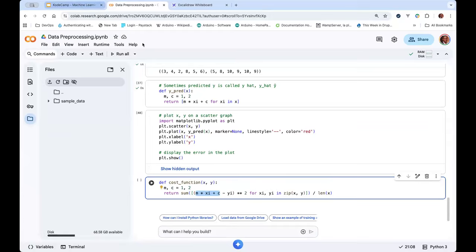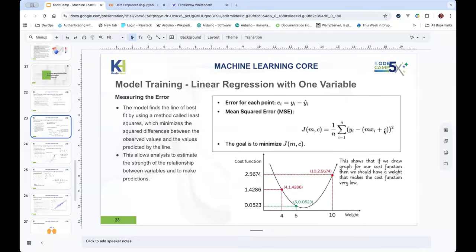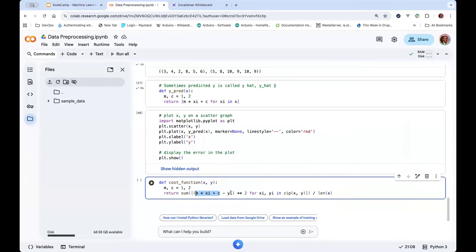So while in this place, we are doing it the other way, yi minus mx plus c, here we are doing mx plus c minus yi, right? It's the same thing because you are squaring it, so the sign will go away. This star 2 will square it. So for xi, yi in zip of x, y, this is basically just doing all of that, and then it's dividing it by the number of x. This is difficult to see, so let's do it step by step.